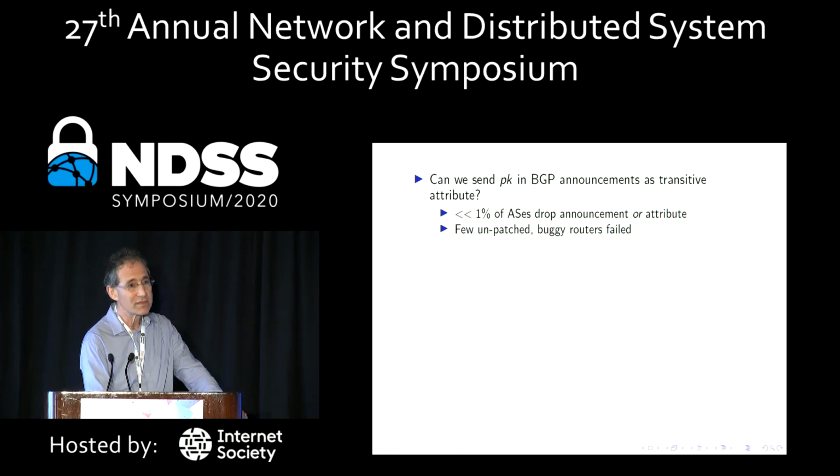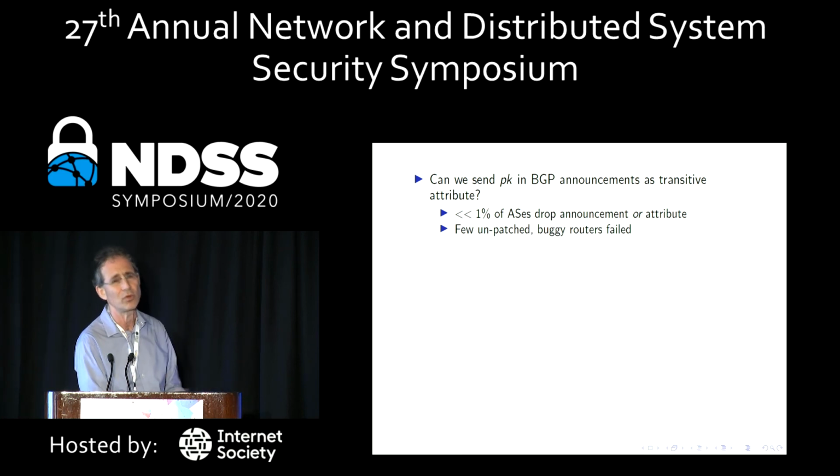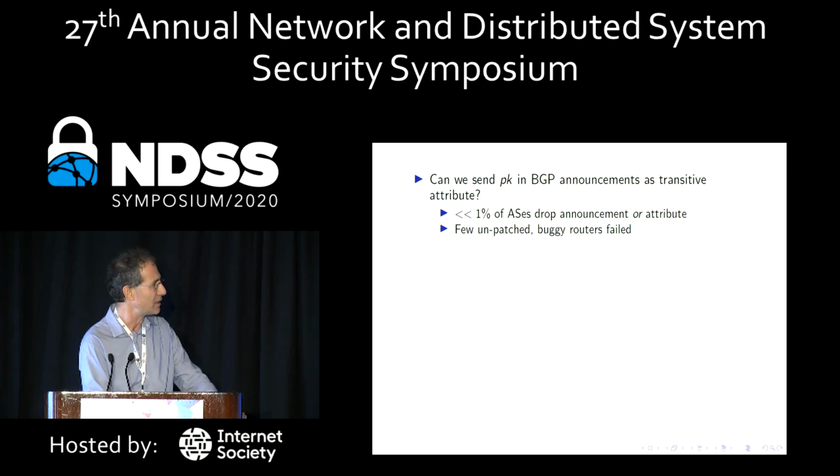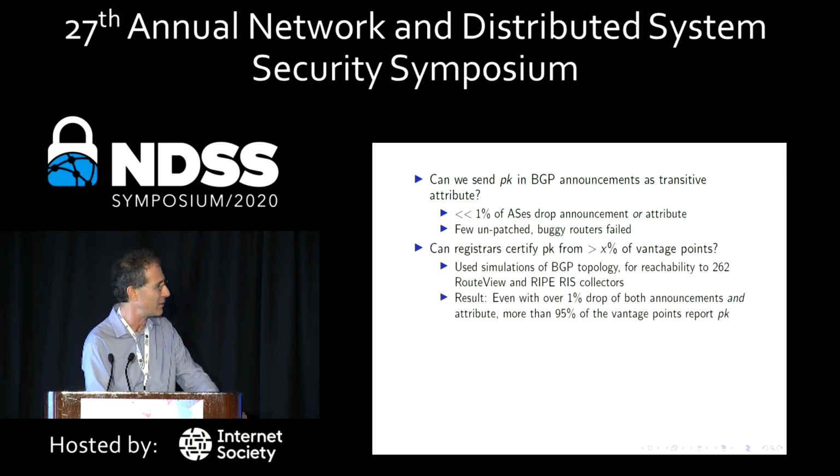Okay. So it looks like it is possible to send this. We measured how many ASes drop the announcement when they get it with this extra attribute. It is allowed by the standard, but they don't support it and they drop the announcement, or they just drop this extra attribute, less than 1%, so it's really not a major problem for this distribution. I mentioned this unpatched few buggy routers.